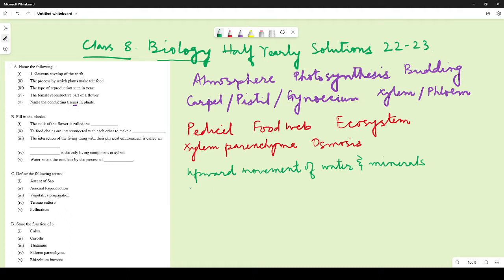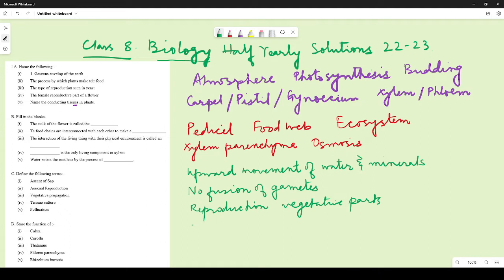Asexual reproduction, where there is no fusion of gametes. That means there are no reproductive cells involved as such. It is uniparental. Two parents are not involved in asexual reproduction. Vegetative propagation, when the reproduction occurs with the help of vegetative parts, right? So vegetative parts means what? Vegetative parts like root, stem, leaves, which are not reproductive parts. Flower is the reproductive part. When the reproduction happens with any vegetative part other than the flower, then it is called vegetative propagation.